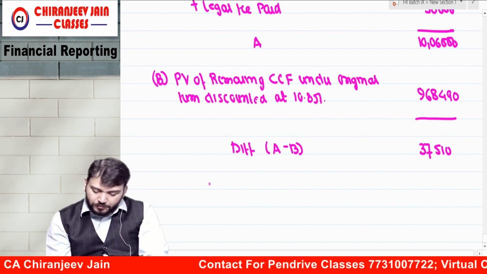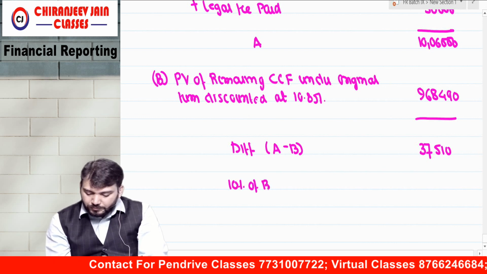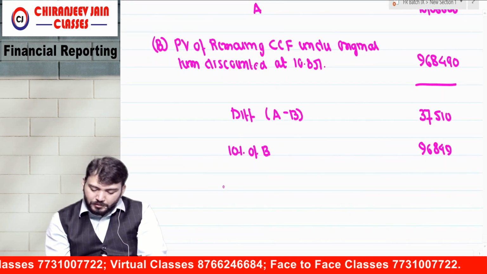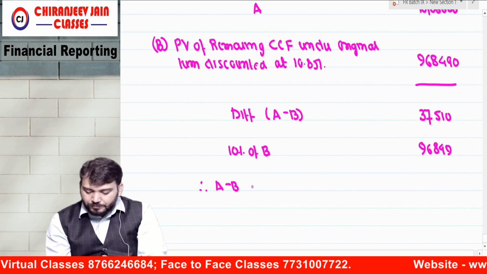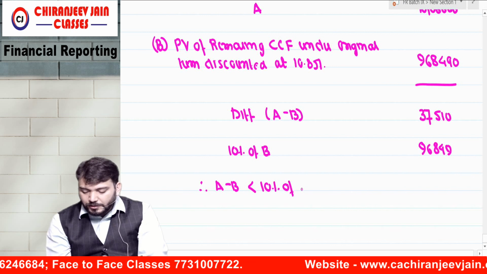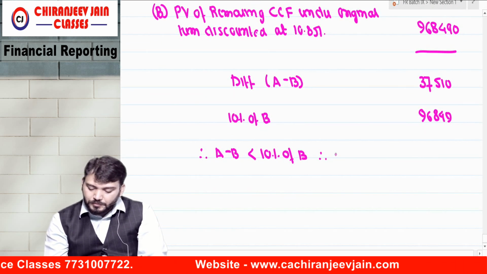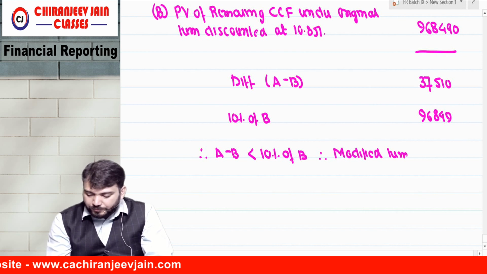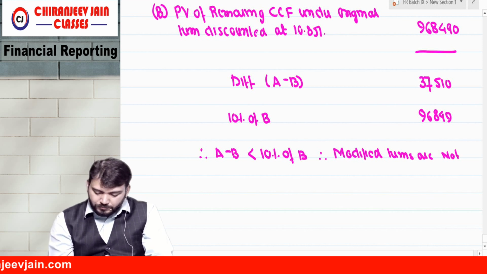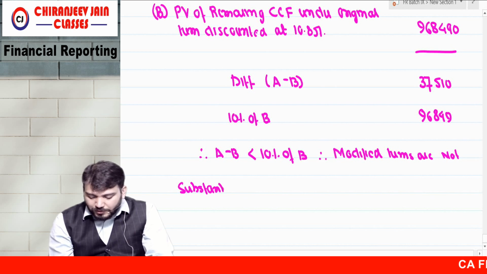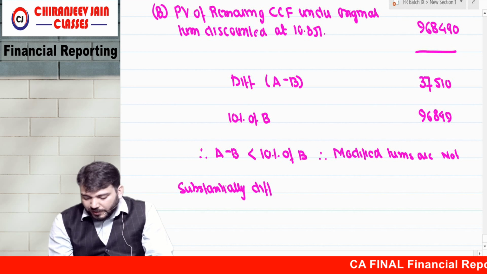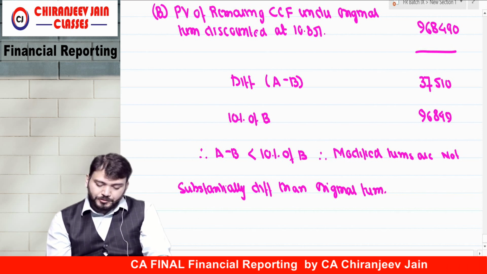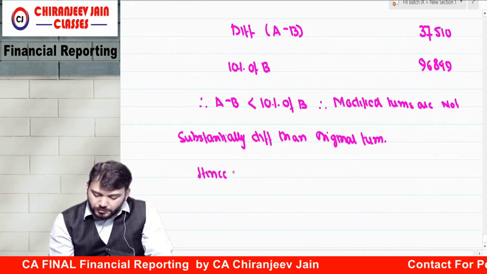Tell me, what is 10% of B? 10% of B is what? 96,849. So can I say, therefore, A minus B is less than 10% of B. Therefore, modified terms are not substantially different than original terms. Hence, entity should follow what?